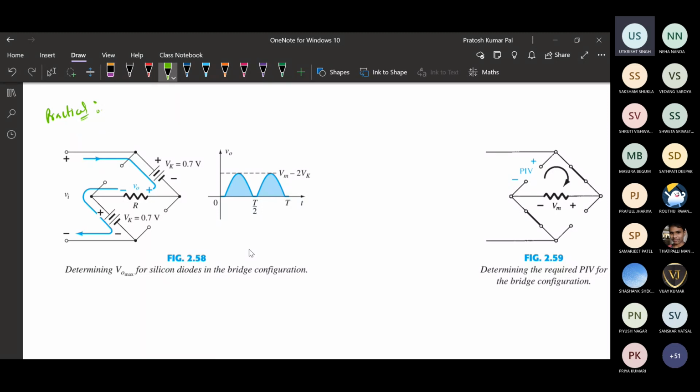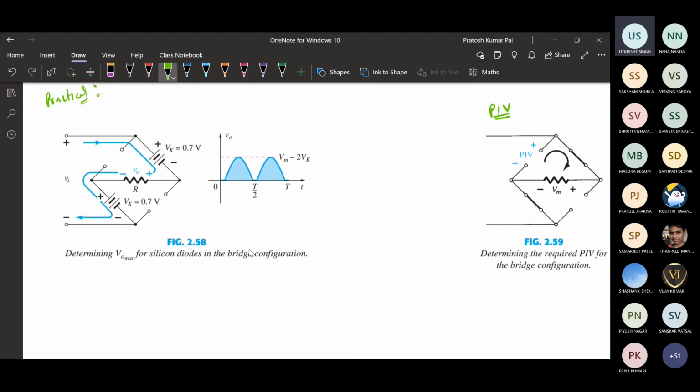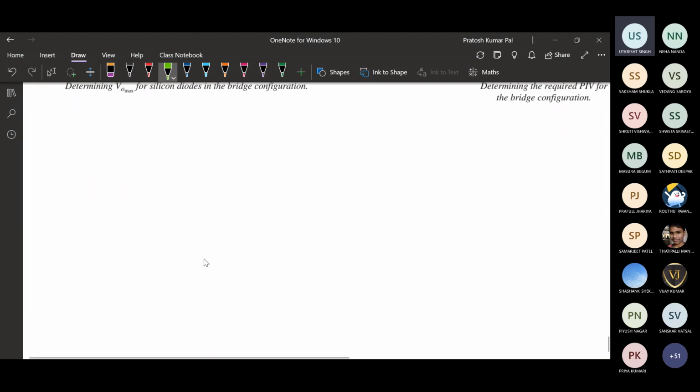Okay, the PIV calculation is one of the important ones. To find the PIV, we need to reverse bias the diode. One of the diodes is reverse biased. Once it is reverse biased, the other conducting path acts as a short circuit, and the voltage Vm across the circuit appears across the reverse biased diode. So PIV in case of full wave bridge rectifier is nothing but Vm itself. So this is all about the rectifier circuit.